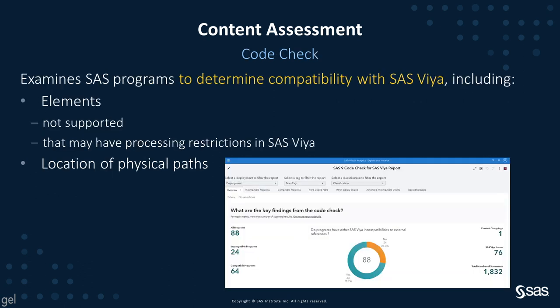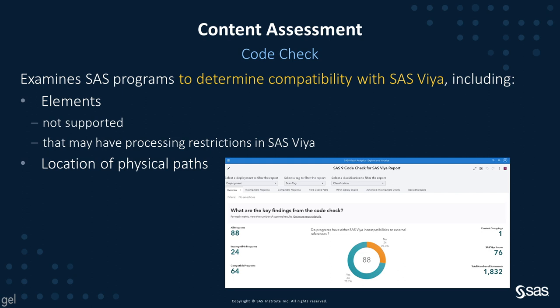Code Check examines SAS programs to determine compatibility with SAS Viya, including looking at the code for elements that are not supported. An example of not supported would be proc metadata or LASR libnames or proc imstat. Elements that don't make sense in Viya. CodeCheck also lists elements that may have processing restrictions in Viya.